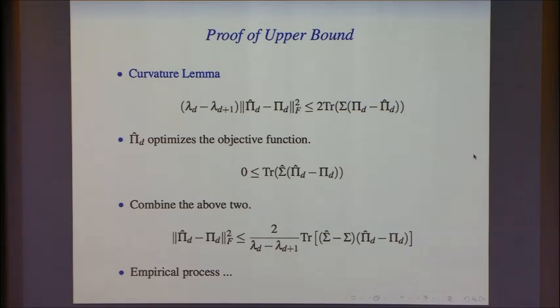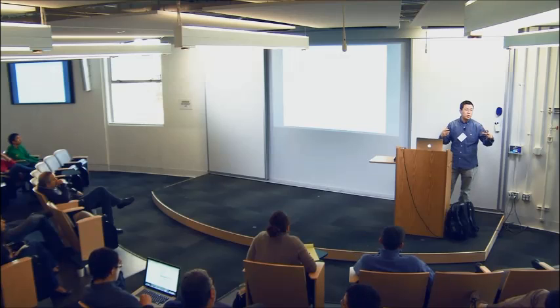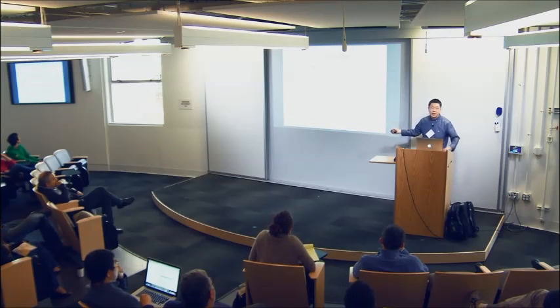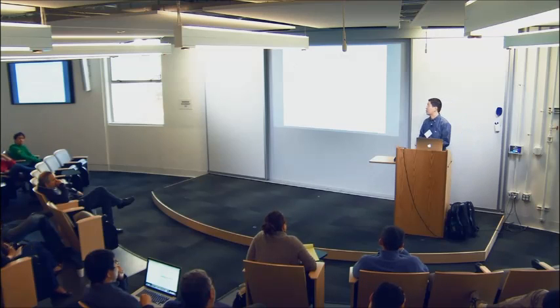Sorry, Jing. Yes? I lost track. What's sigma hat and sigma? What's the difference between sigma hat and sigma here? Sigma is the underlying true covariance matrix. So it's determined by the distribution. And the sigma hat is estimated from the data. Okay. So the sample average minus the expectation, so it corresponds to some form of empirical process.